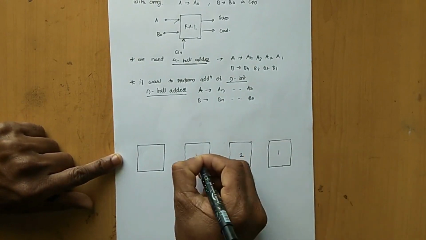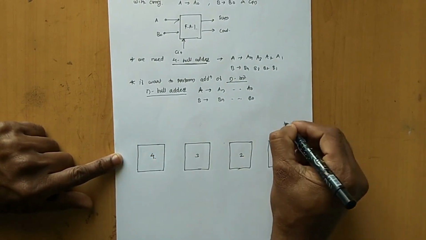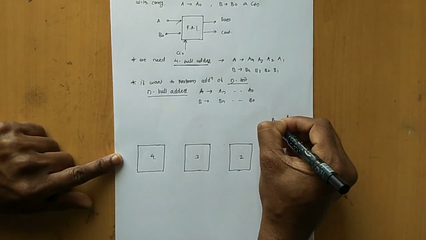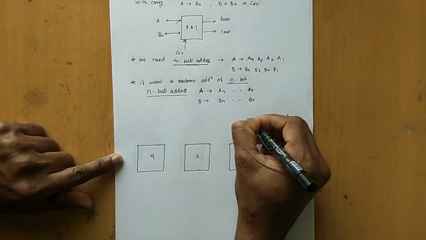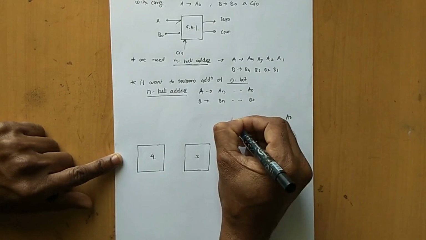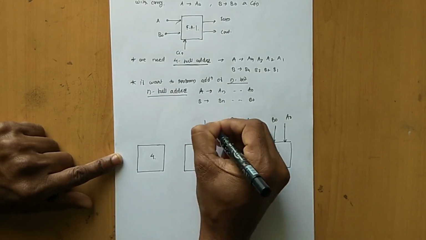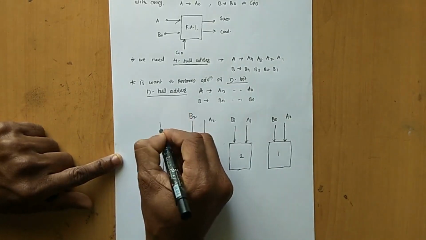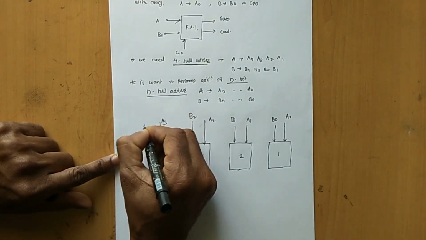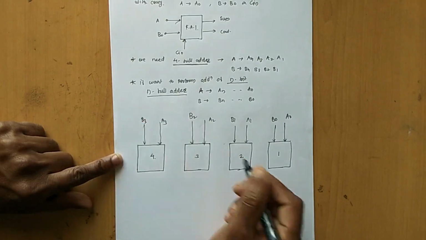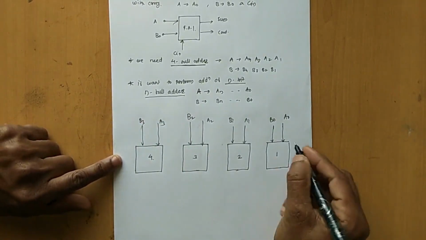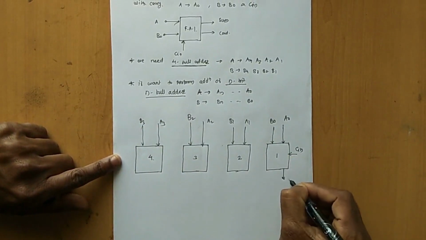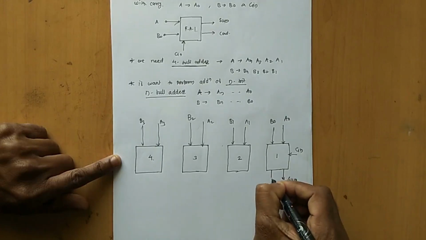1, 2, 3, 4, with the inputs A0, B0, A1, B1, A2 and B2, and the last one is A3, B3. So these are the inputs, and the first input to the LSB is C in, and it produces output sum and C out.